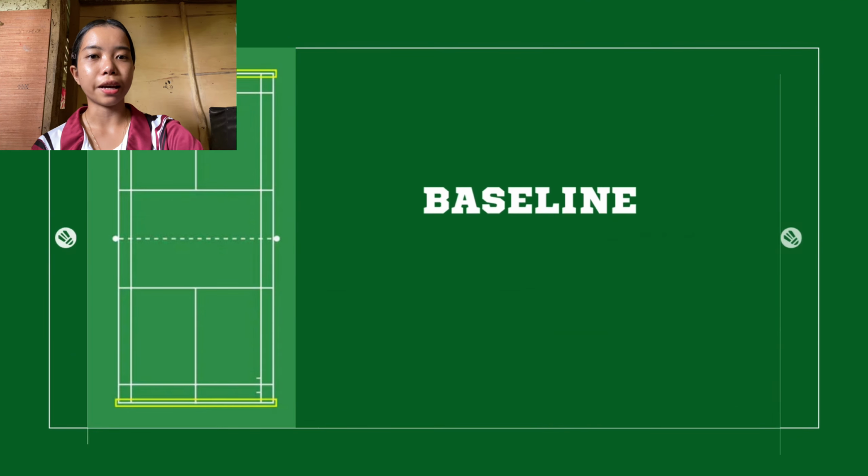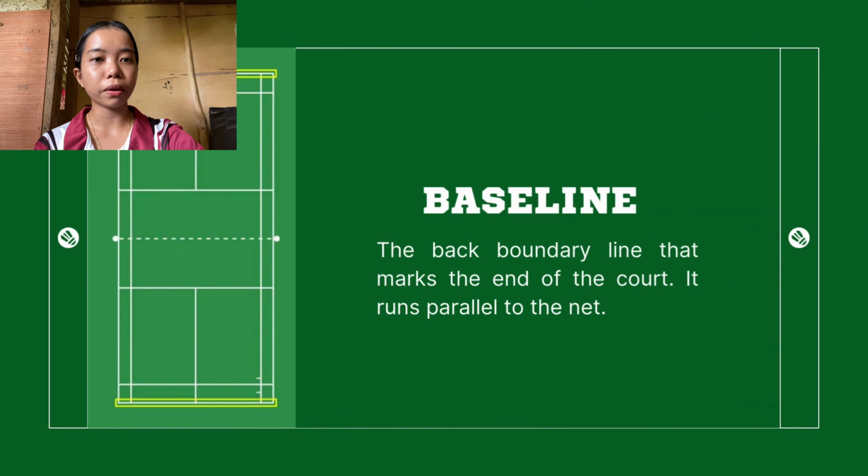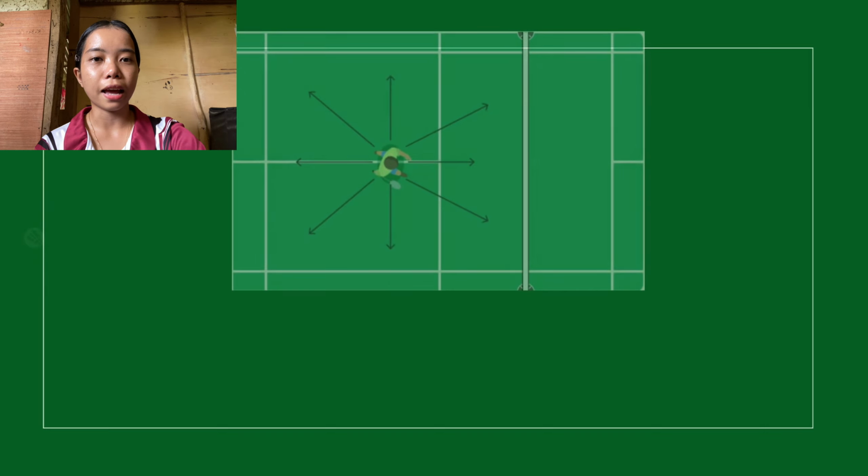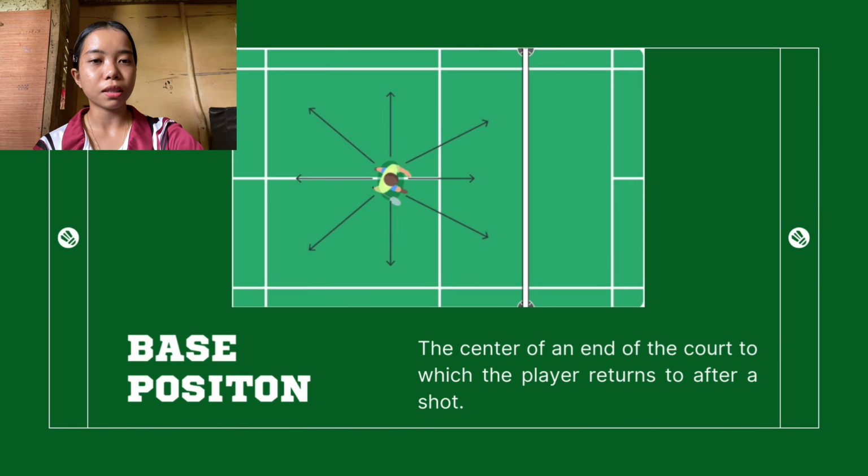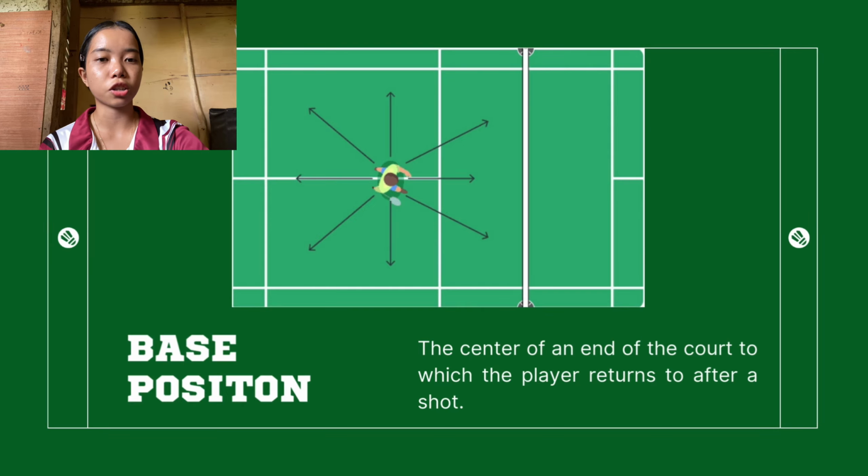Next is the baseline. It is the back boundary line at each end of the court that runs parallel to the net. There are two baselines in a badminton court. The next is the base position, the center of an end of the court to which a player returns after a shot. This is where you position yourself on the court in order to retrieve your opponent's shot.